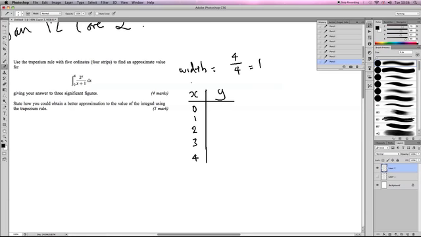Just bear with me. How do I do this? Set 0 and that 4. Sorry. Alright, so my first value is 1, then it's 1 again, then 1.3 recurring, then it's 2, and then last but not least, it's 3.2.